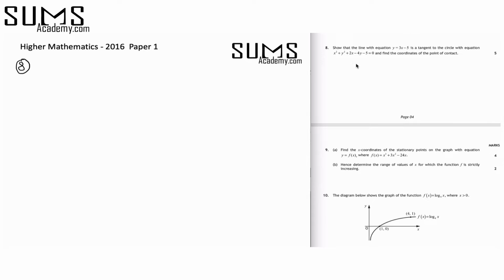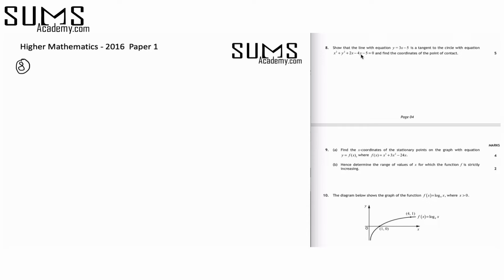Question 8. Show that the line with equation y equals 3x minus 5 is tangent to the circle with equation x squared plus y squared plus 2x minus 4y minus 5 equals 0, and find the coordinates of the point of contact.